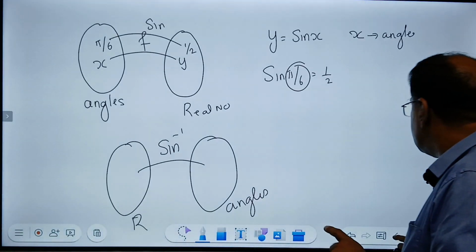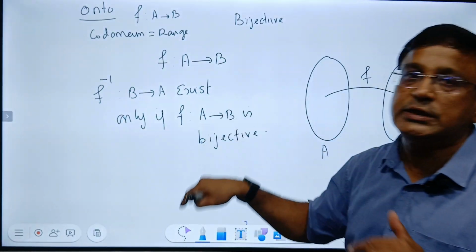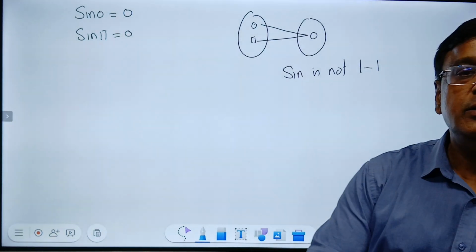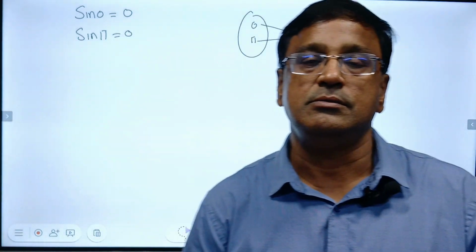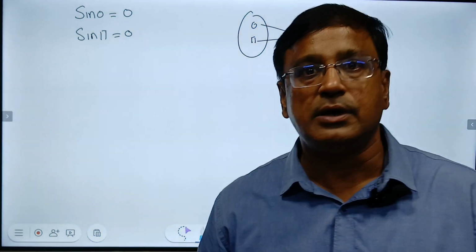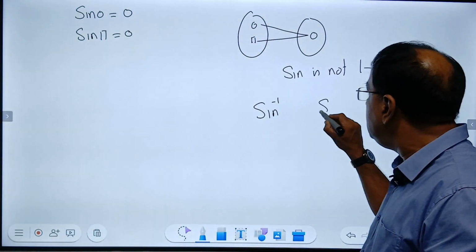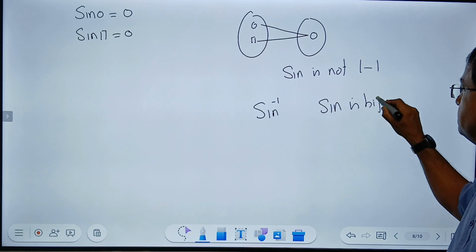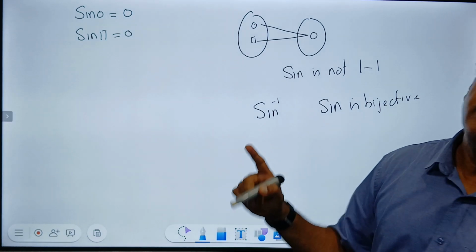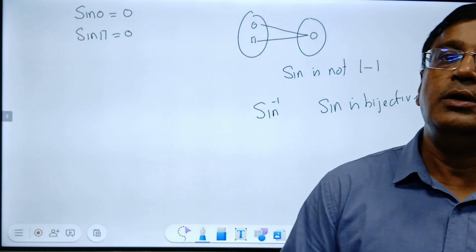But according to my definition, what is my definition? Inverse will exist only when f is bijective. So now I have a situation. Sine is not 1 to 1. If sine is not 1 to 1, sine inverse should not exist. If sine inverse does not exist, then the inverse trigonometric chapter should not exist, correct? Because sine inverse is possible only when sine is bijective. But sine is not 1 to 1. So how can it be bijective? If it is not bijective, how can we have inverse? The answer is definitely it has inverse. Then what are we supposed to do?